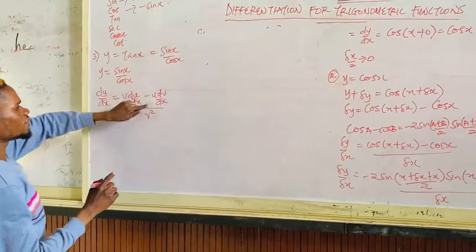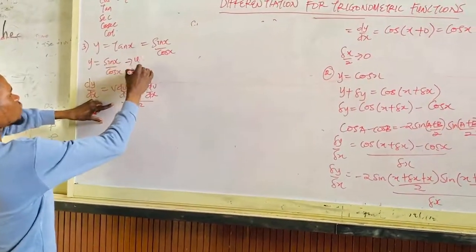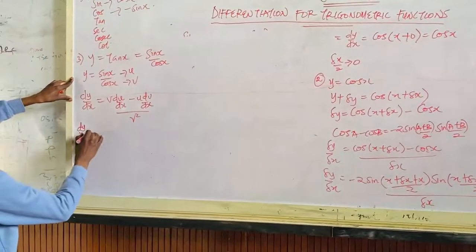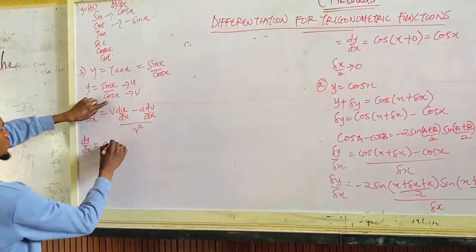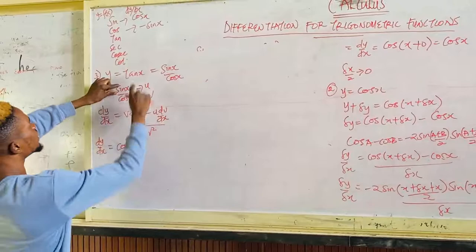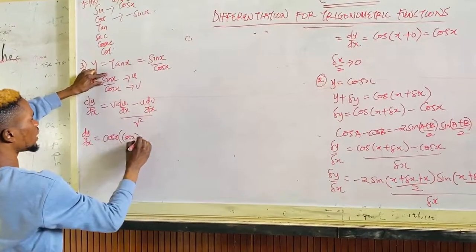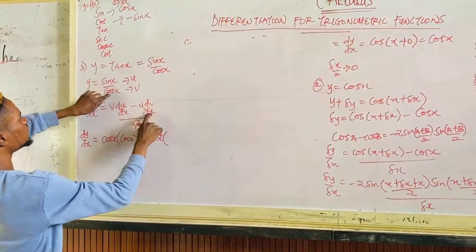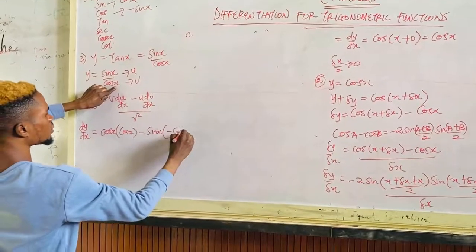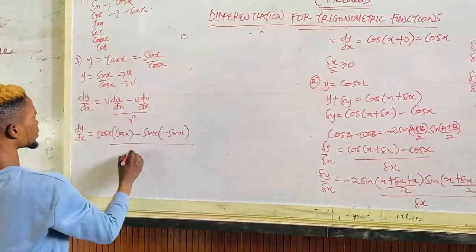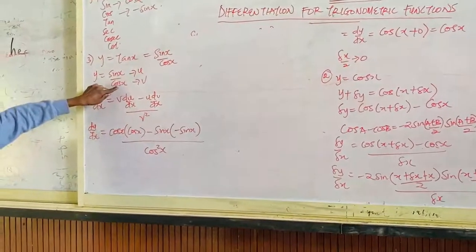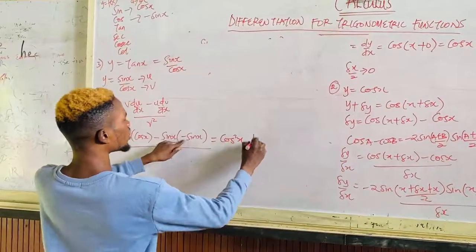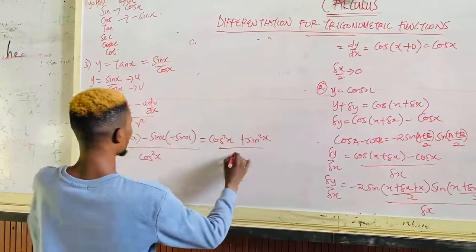Your choice of v and u matters. This is your u and this is your v. Now that means dy/dx is equal to v, that's cos x, du/dx, differentiate sin x, that gives cos x, we've done that already, minus u, which is sin x. Now differentiate v, cos x, that's minus sin x. So all over v squared, that's cos square x. That's cos x times cos x, cos square x. So that gives cos square x plus sin square x all over cos square x.